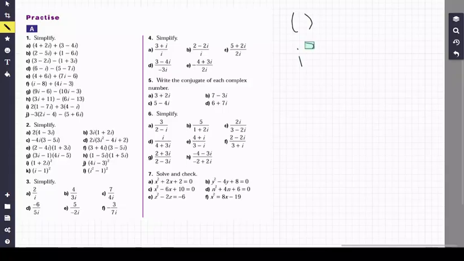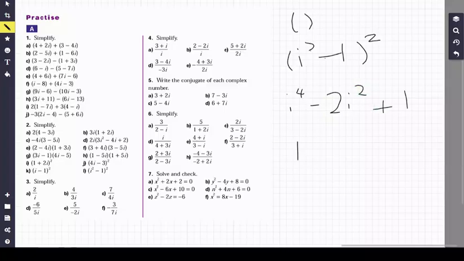For number 2, simplifications, I'm going to do L, because that's the hardest one. So i squared minus 1 squared. We're going to have i to the 4th power minus 2i squared plus 1. So this is going to be 1 minus the i squared, negative 1, plus 2 plus 1. That's going to give you 4. Surprisingly, a bunch of imaginary numbers actually gave us a real definite value. That's the power of i.